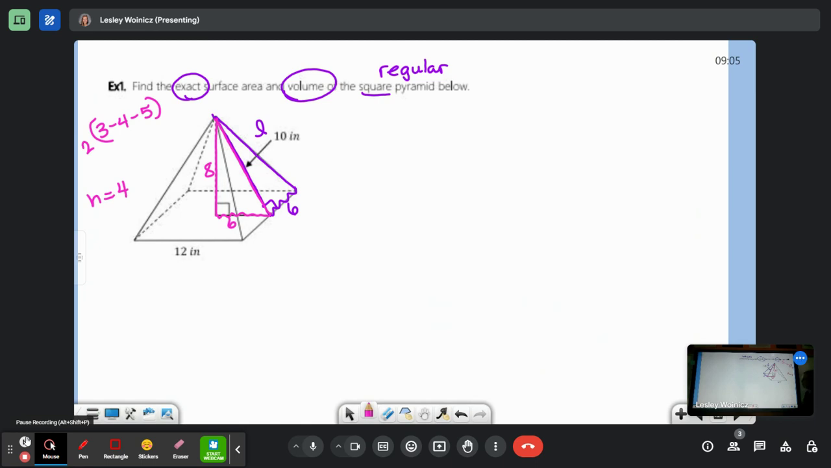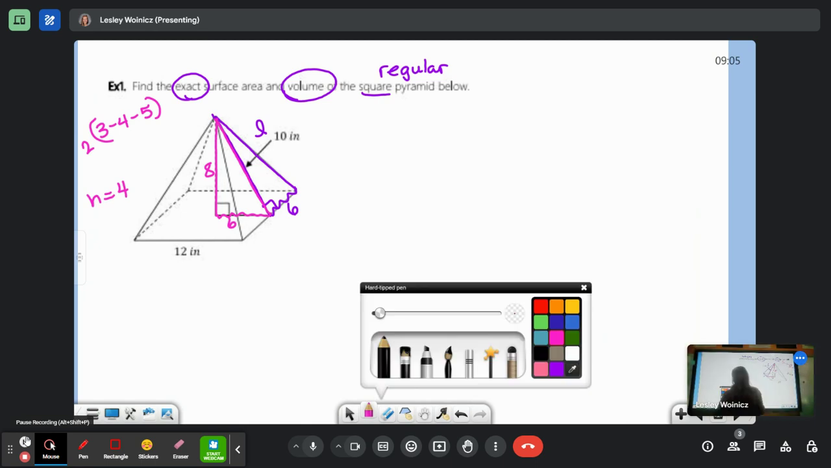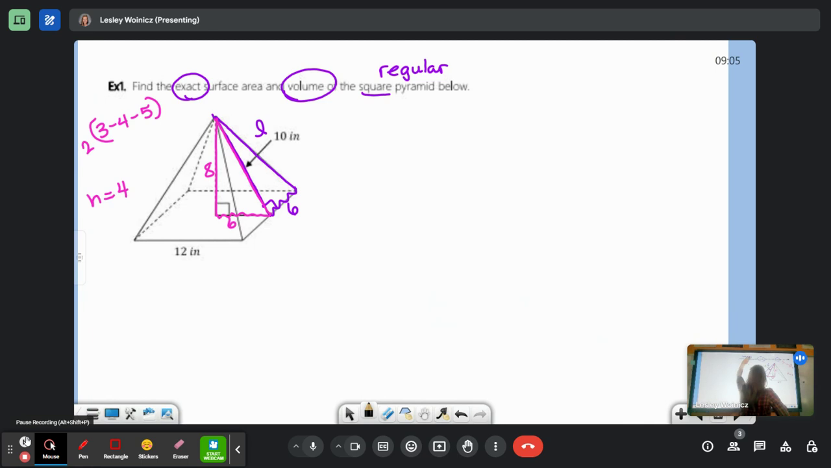Should we start with some formulas? It says surface area, so let's do that one first. And then the volume should feel easy. All right, surface area. It's going to be our lateral area plus our base. So what is our lateral area? One half perimeter times slant height, plus our base is square, so it's going to be our side squared.